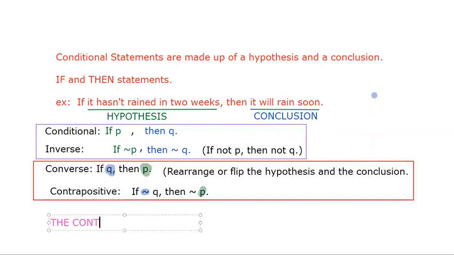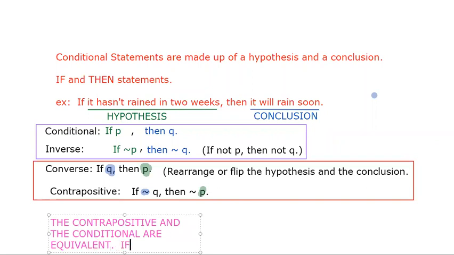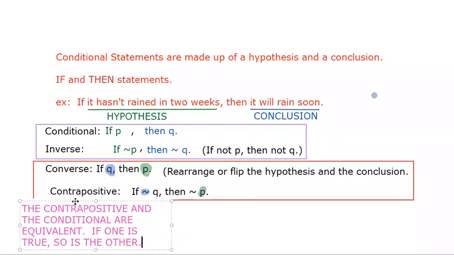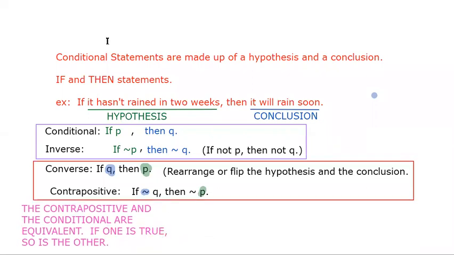The contrapositive and the conditional are equivalent. If one is true, so is the other. If one is false, so is the other. That's your contrapositive and your conditional. The conditional and the contrapositive are always equivalent in trueness or falseness. If the conditional is true, so is the contrapositive.